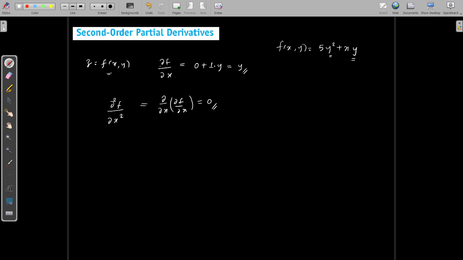Immediately after finding this df by dx, you can perform d by dy of this function again. Once you differentiate this df by dx with respect to y, you can write d by dy of df by dx. This can also be evaluated, so that will give 1. These are different quantities, because df by dx is y, and if you differentiate this with respect to y by taking x as constant, there is in fact no x here, so that is 1. So d by dy of df by dx gives 1.